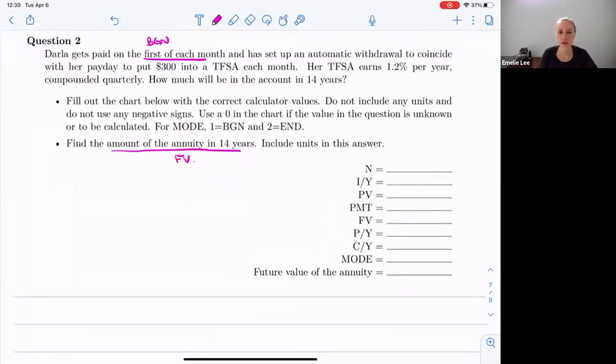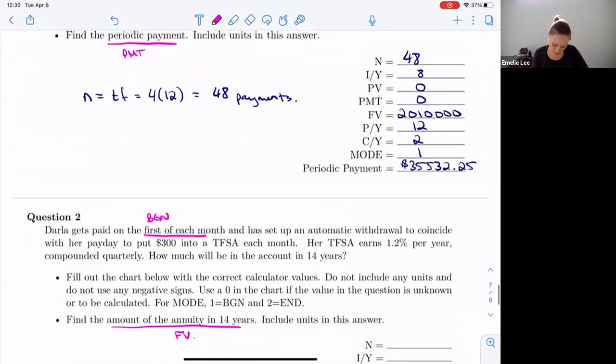Right. The PMT from the last question was 35,532.25, unless you got something different. Maybe my memory, maybe I jotted something down wrong. Is that what you guys got for that last one? Okay, awesome. Cool. All right. Good.